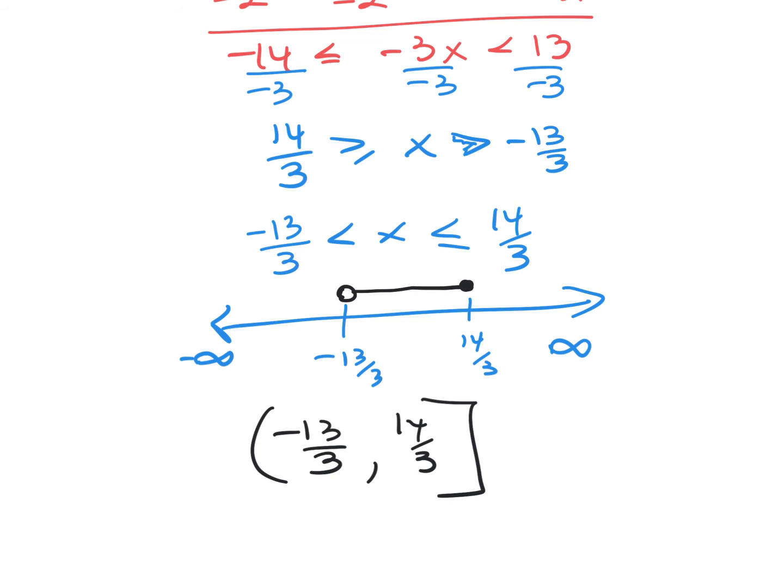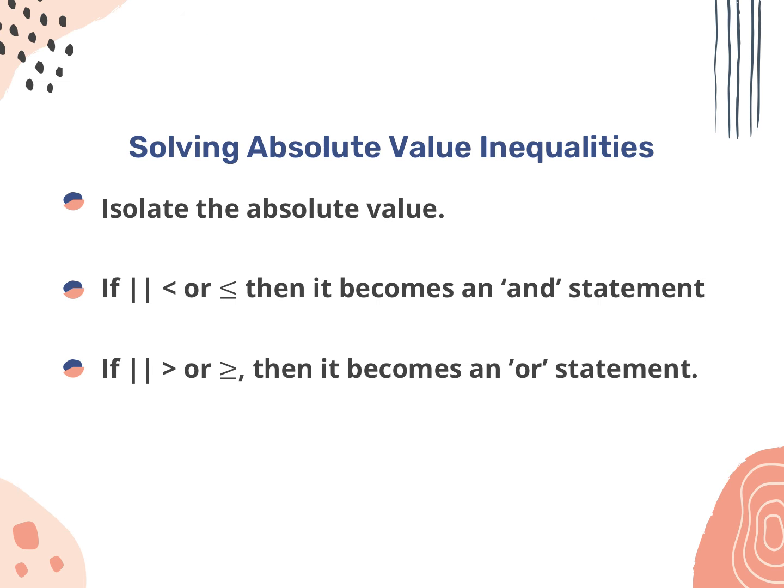And now on to absolute value. Okay, so solving absolute value inequalities, just like before with the equations, first step is to isolate the absolute value. Then, if the absolute value becomes a less than or equal to, it becomes an and statement. If the absolute value is greater than or equal to, then it becomes an or statement.